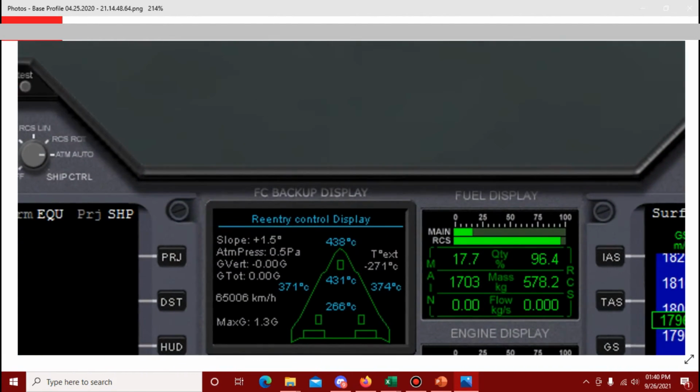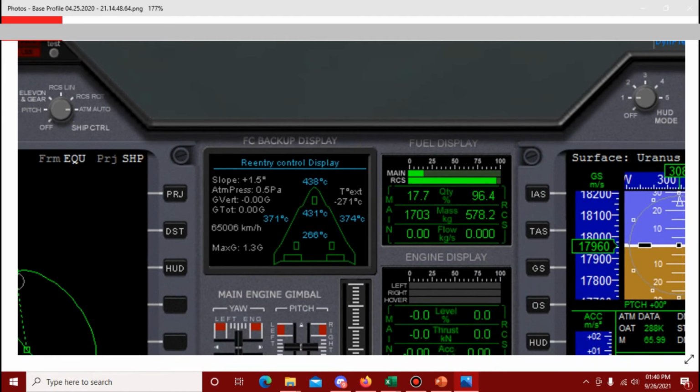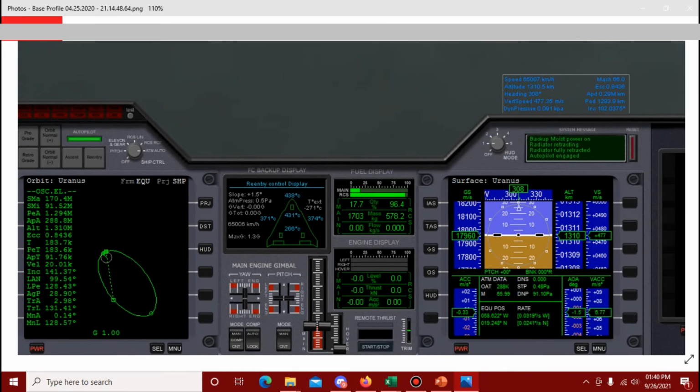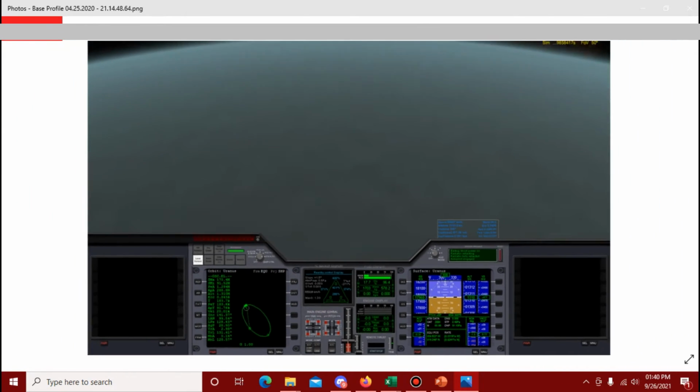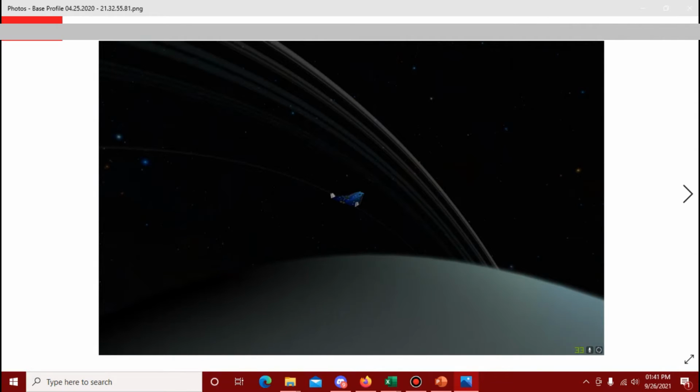And you can see we actually significantly did go into the atmosphere. 0.5 pascals, the nose heated up to 438 degrees Celsius, and the outside air temperature would have been somewhere around, I think, minus 200 Celsius. Well, we're probably in the thermosphere. But anyway, it should be very, very cold, and the nose is very hot. So that shows you how deep we got into the atmosphere. There's a nice view of the rings.